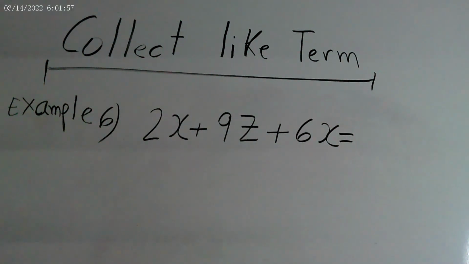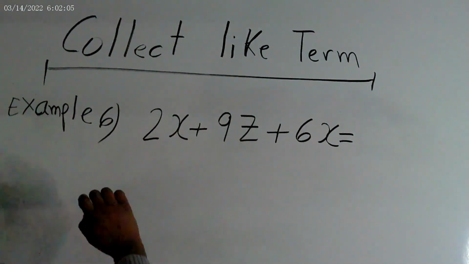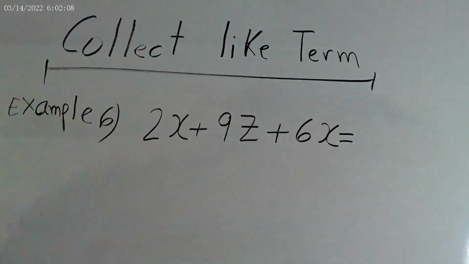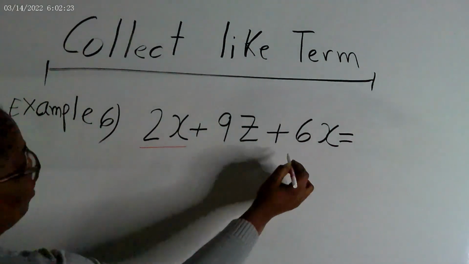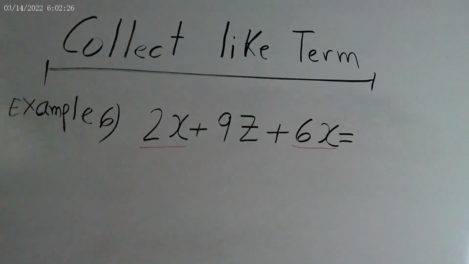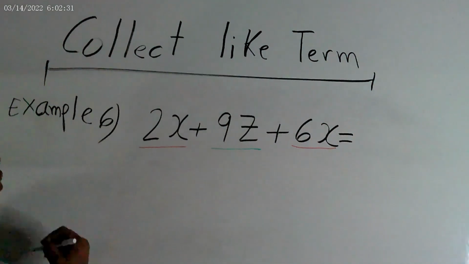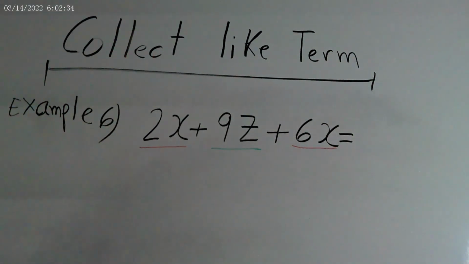Okay, that is a simple one. You have 2x plus 9z plus 6x equal. So we're going to see which terms have the same variable. You have 2x and 6x. They are the same variable. And here you have 9z. It just stays by itself because there is no more term that has the same variable as 9z.